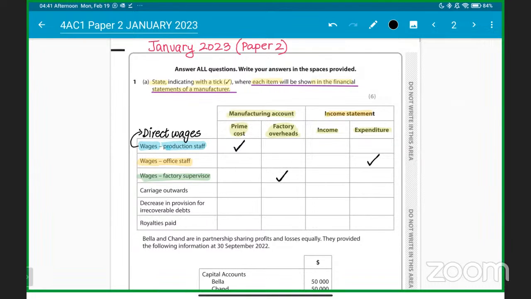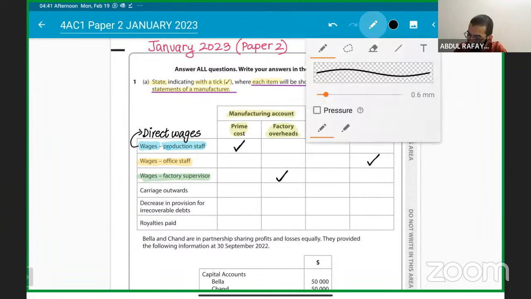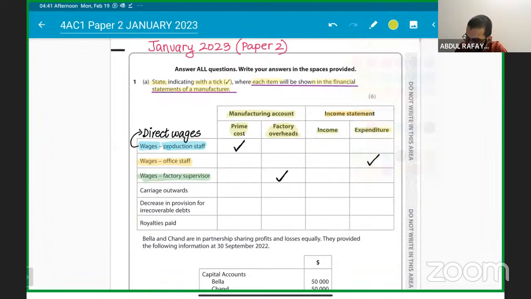Next, we have the carriage outwards. Where will carriage outwards come? Always remember that carriage inwards is basically part of the manufacturing account.